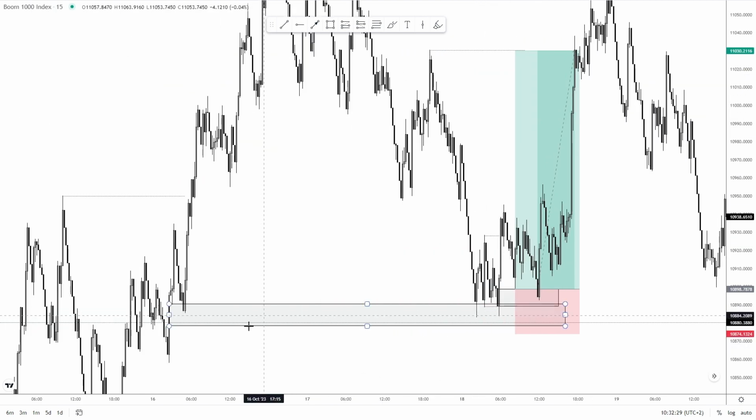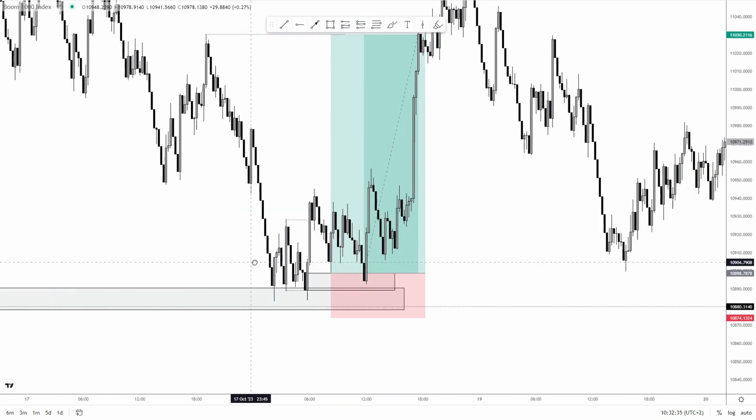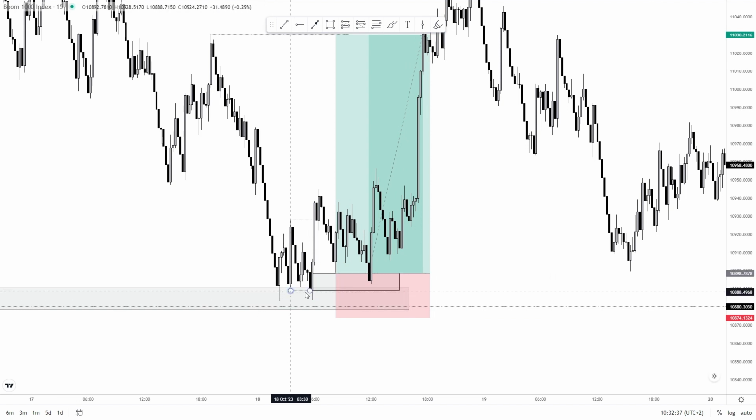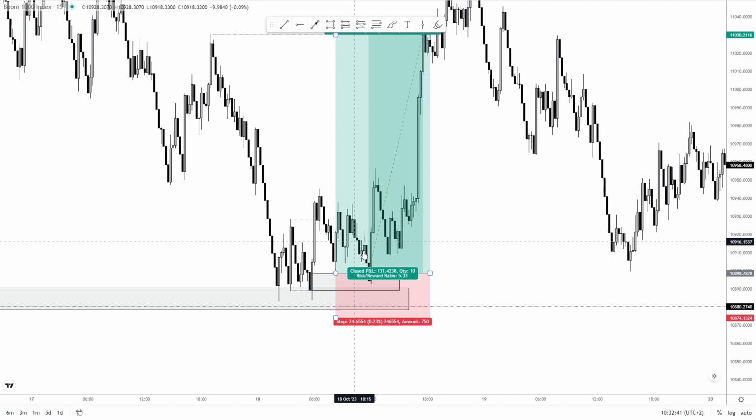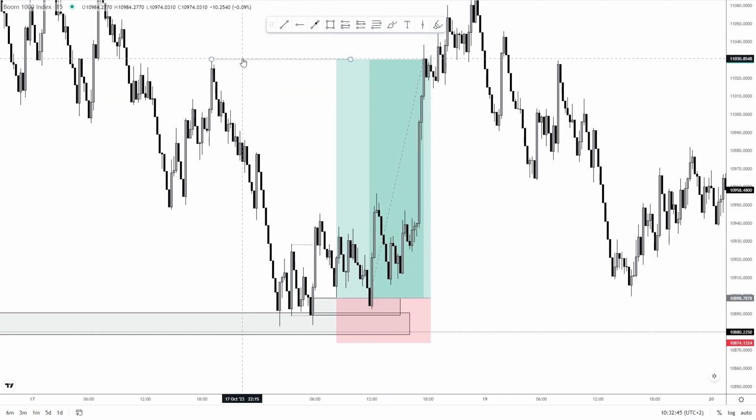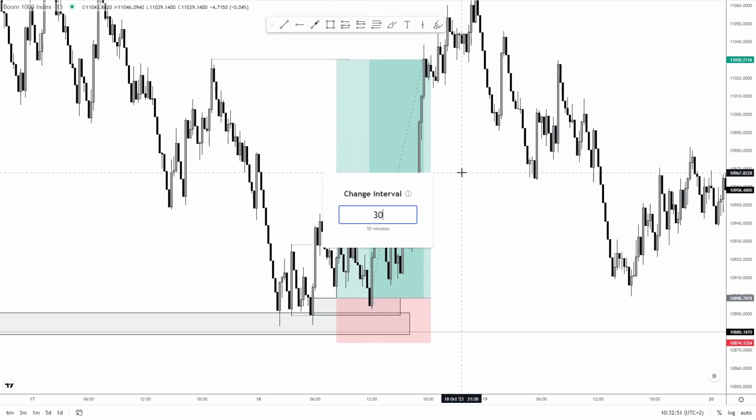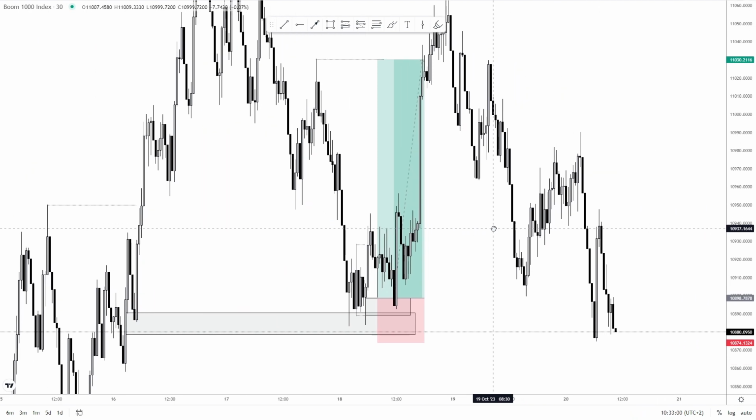So let's just quickly recap. Fair value gap was created, tapped into the fair value gap, liquidity sweep, market structure shift, enter from an order block, and we target the next level of liquidity. Alright, so this was the first trade that I took. Let's go back to the 30-minute. Right, so that was the first trade I took.